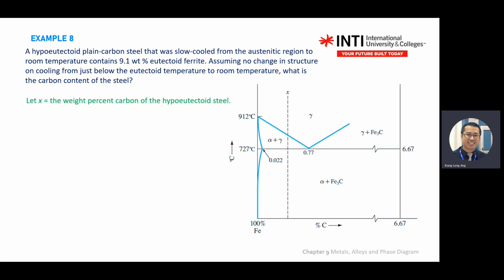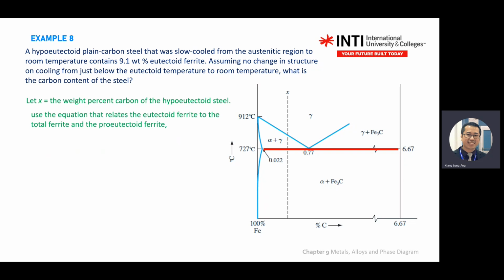Okay, so how do we start? We don't know how many percent of carbon. From the question, we don't know where our X percentage is. But we know that we are at a hypo-eutectoid steel. Right, so this highlighted 727 is your eutectoid temperature.